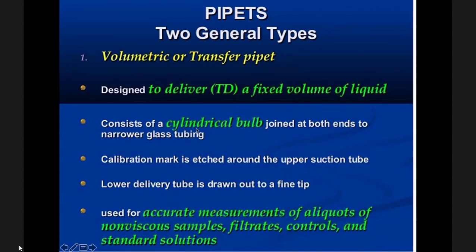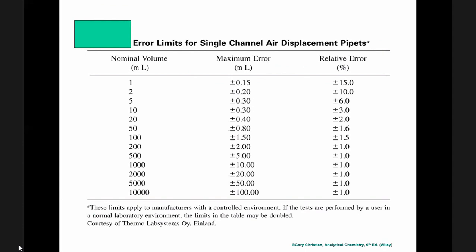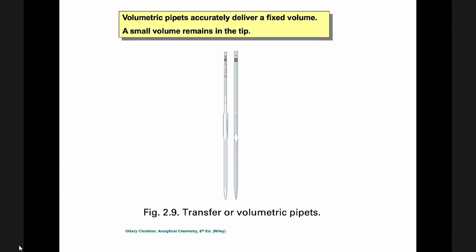It consists of a cylindrical bulb joined at both ends to narrower glass tubing. So this is what we refer to as a volumetric pipette. It has a bulb in the middle.